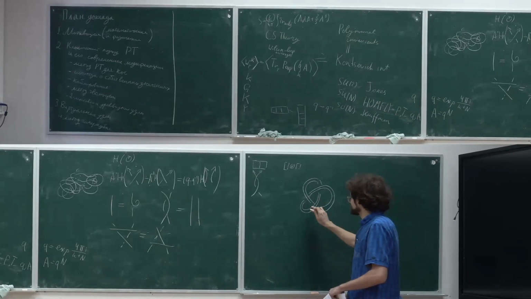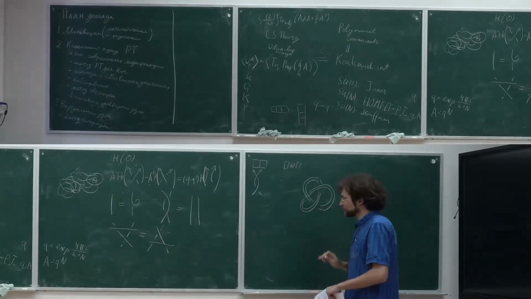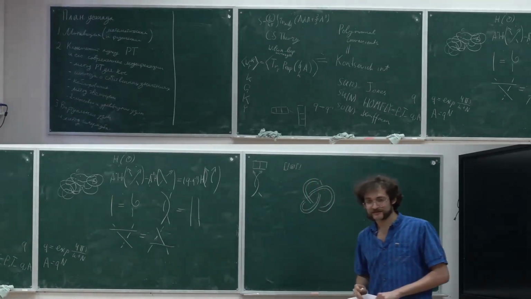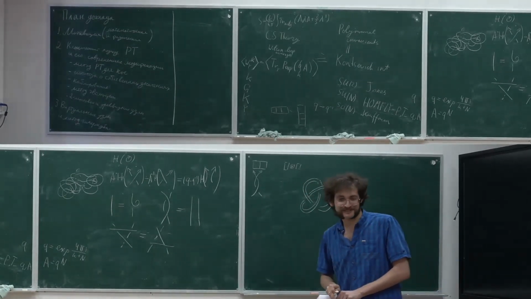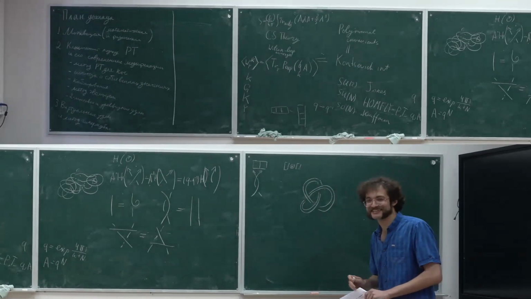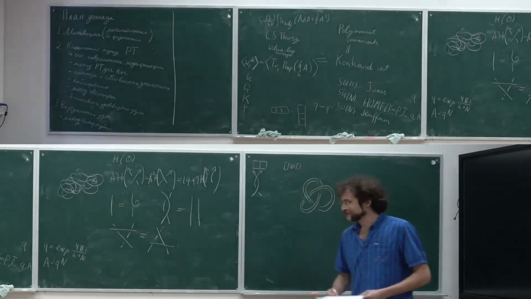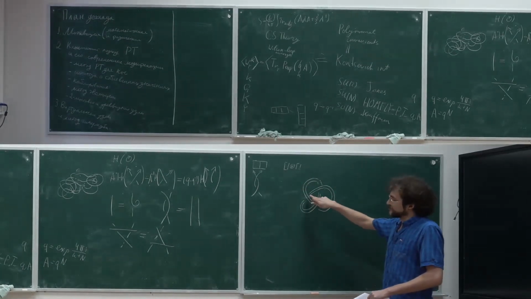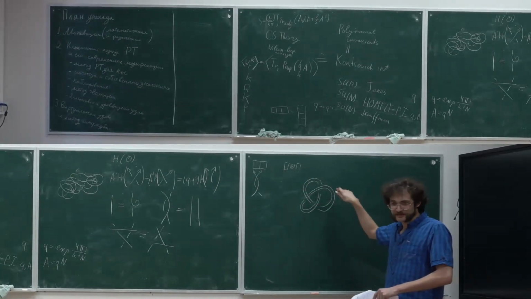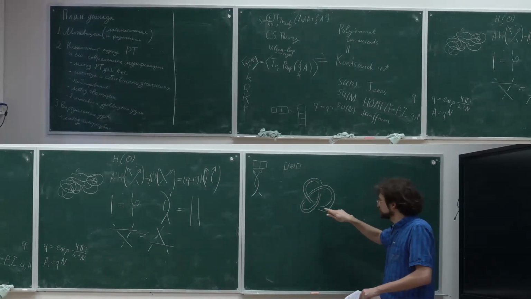But this is, of course, not a very easy problem because... Is there a Russian word for cabling? I call it кабелирование. I'm not sure what is the correct word for this. Because I'm just replacing a strand with a cable, with several parallel strands.